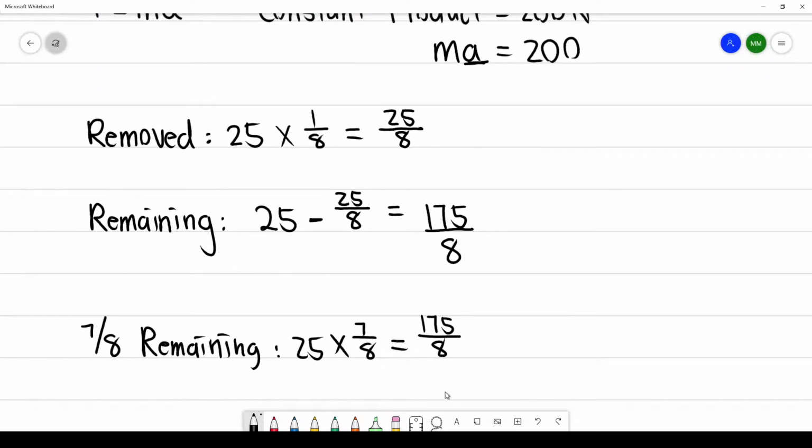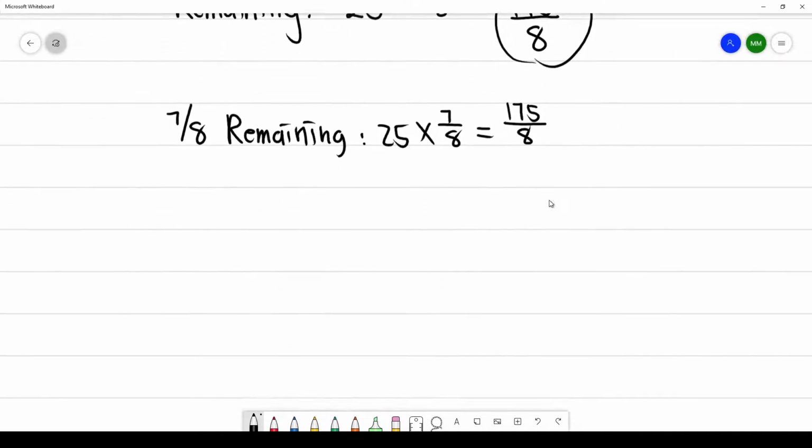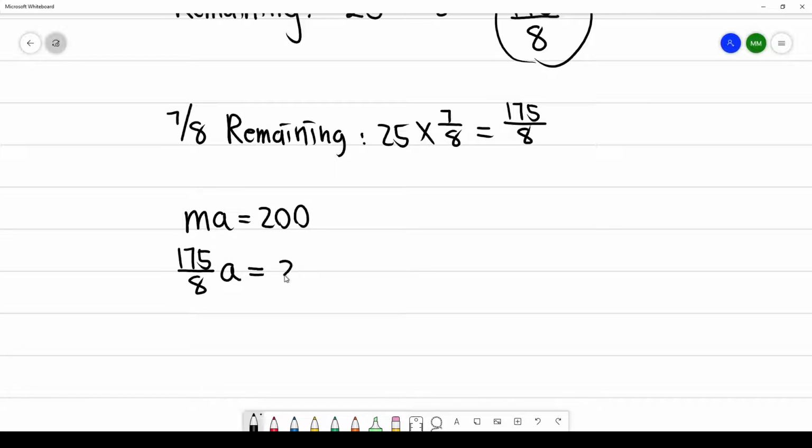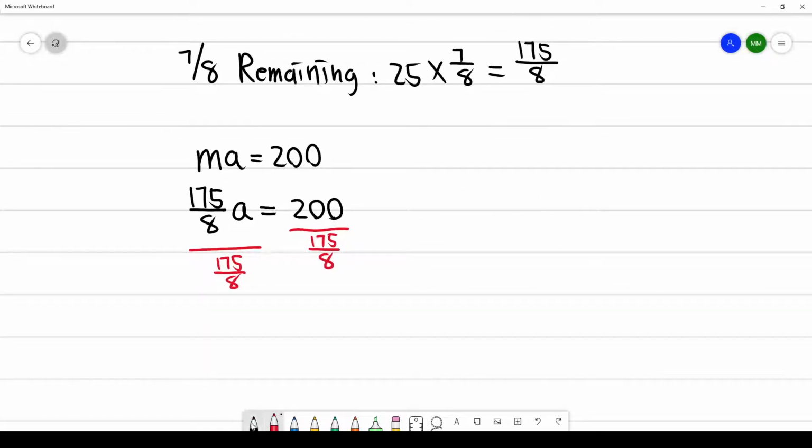So now we substitute this into here. So MA is 200, and then M is 175 divided by 8. And then we want to find out what A is. A is unknown, acceleration. So that's equal to 200. So divide 175 over 8 on both sides. And we get that acceleration is equal to, again, I'm going to use my calculator.